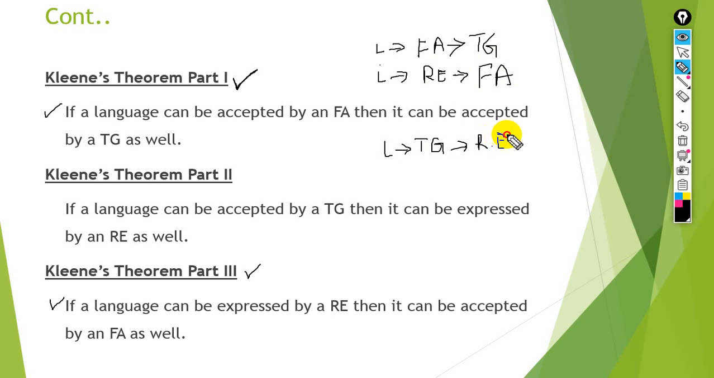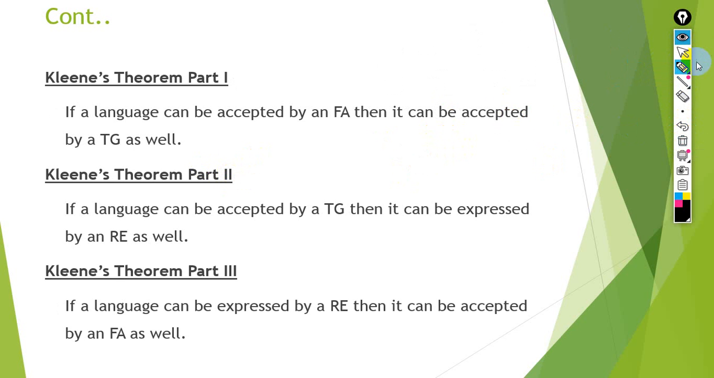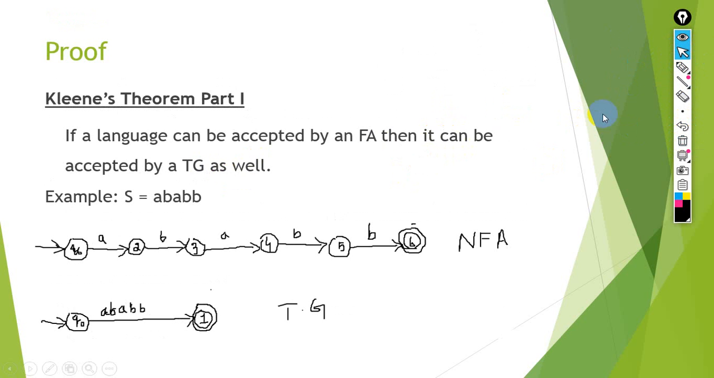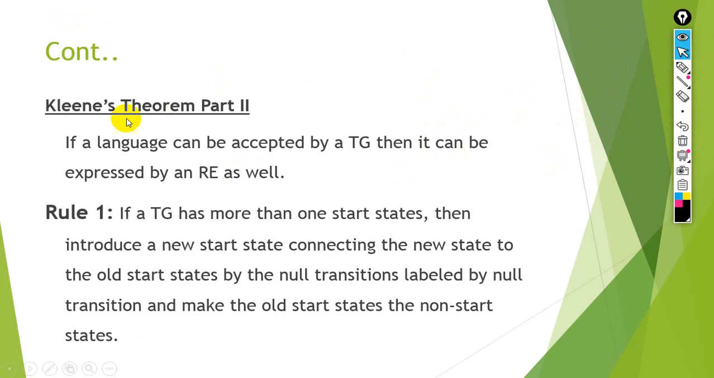So now in today's lecture we will discuss and prove this. I have proved these two in the previous lecture, so there is no need to discuss them again. You should watch the previous lecture, where I explained this. Now in this lecture I will prove the second part of Kleene's theorem. Let me prove it. This was part 1 and this is part 2: if a language can be accepted by a TG, then it can be expressed by a regular expression as well.